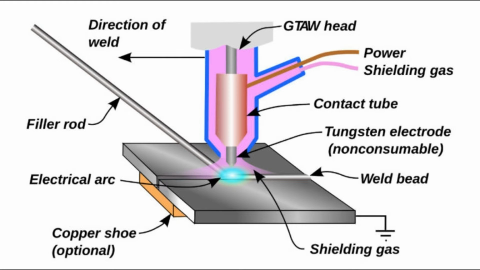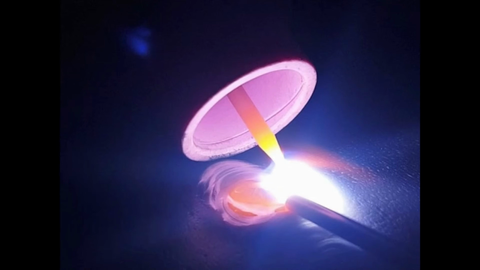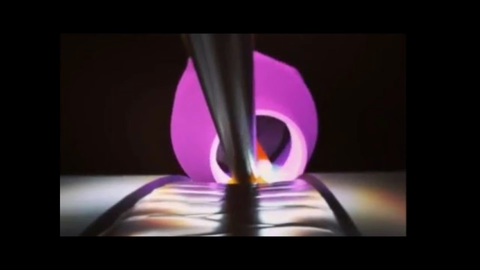TIG welding. A non-consumable tungsten electrode is used in this type of welding process. This tungsten electrode is made use of to heat the base metal and create a molten weld puddle. By melting two pieces of metal together, an autogenous weld can be created.